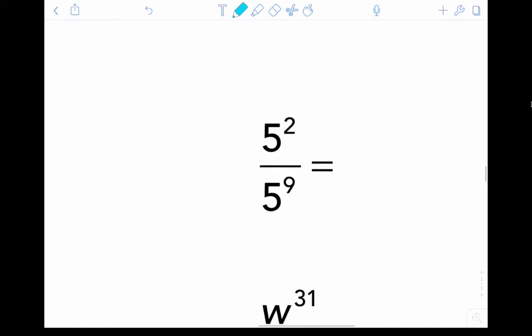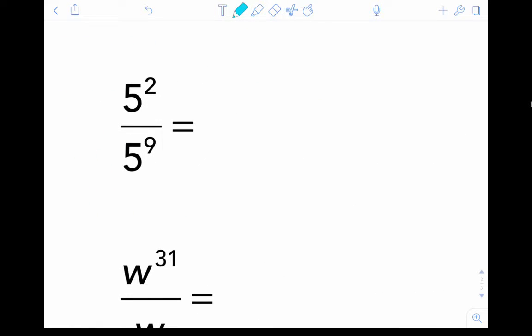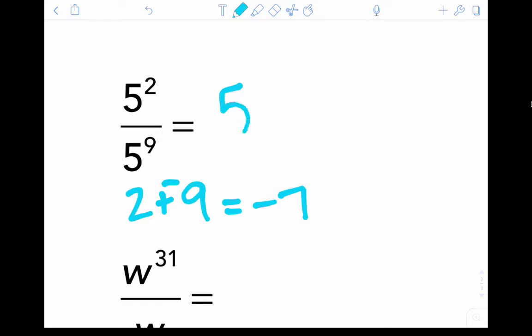Next one, 5 squared over 5 to the 9th. If I'm just going to subtract those, since I have the same base, I'm going to do 2 minus 9. So I'm going to add the opposite. And so this equals negative 7. So I have 5 to the negative 7th.